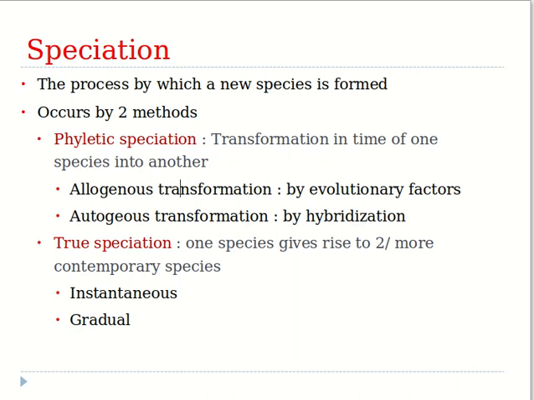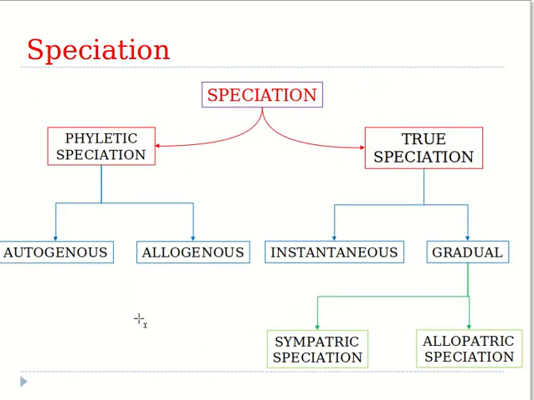Okay, speciation is a process by which a new species is formed. Usually it happens from an already existing species, and it is a process of gradual change. The formation of new species is simply referred to as speciation, and occurs by two methods, that is phyletic speciation and true speciation. So we have two kinds of speciation, basically phyletic speciation and true speciation.